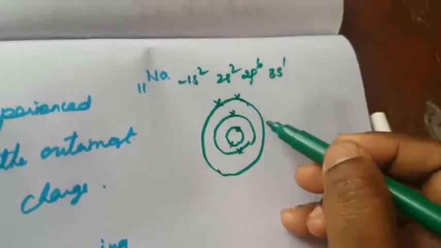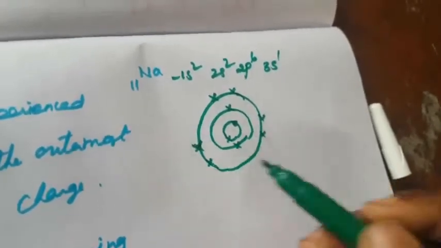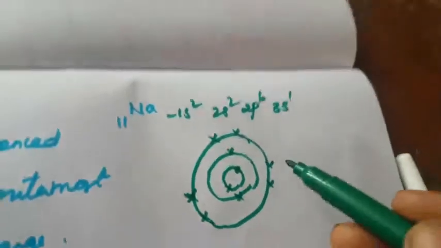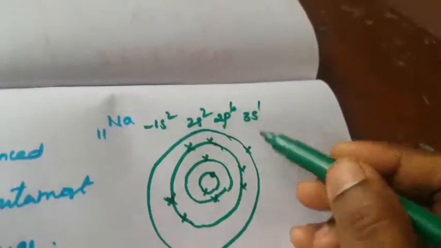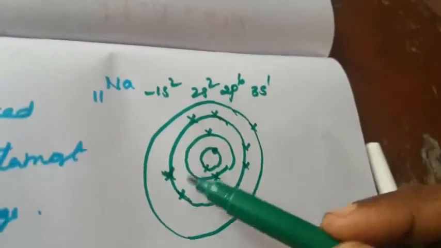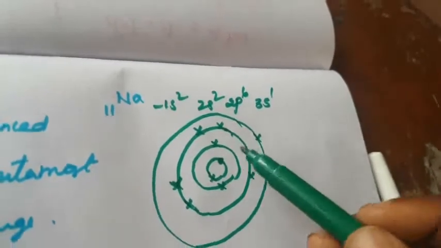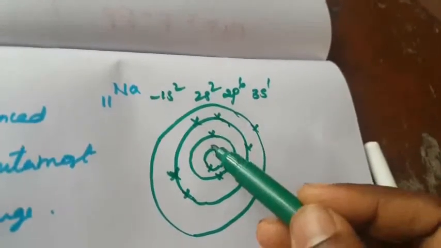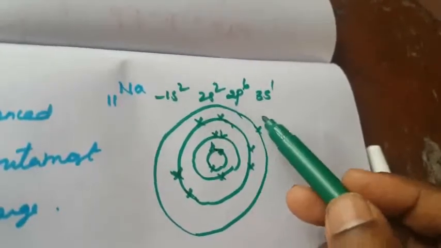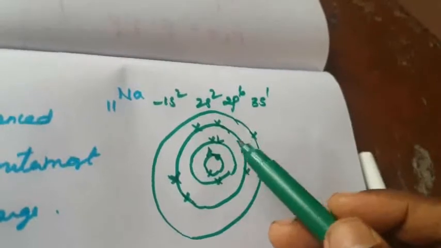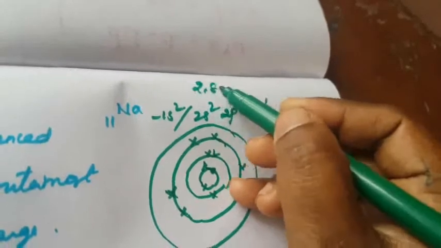Here 1, 2. Okay, 6 electrons are there in 2p. Then the next one is 3s1. There is only 1 electron here. According to that, we will draw the diagram: 1s2, 2s2, 2p6 and 3s1. This is the K shell, L shell, and the next one is the M shell. The L shell contains 8 electrons. So this is 2, 8, 1.